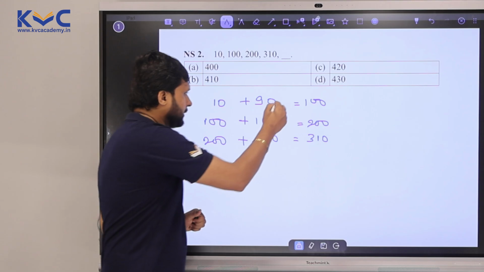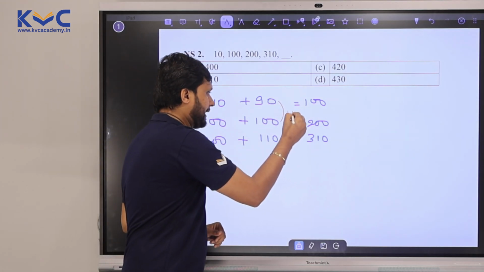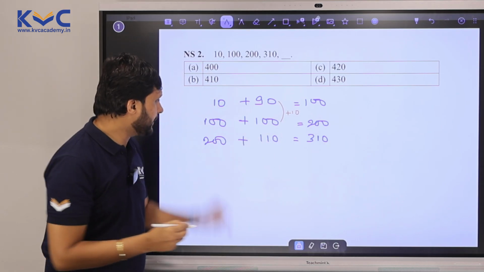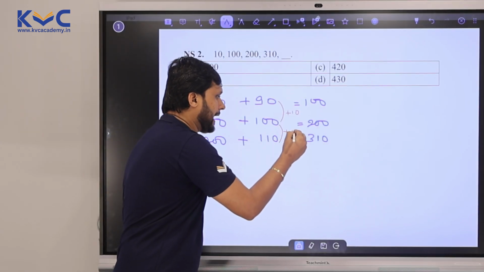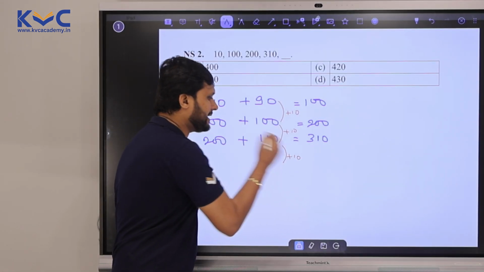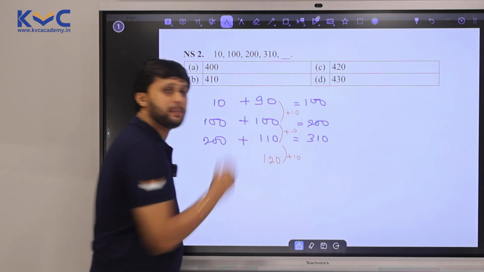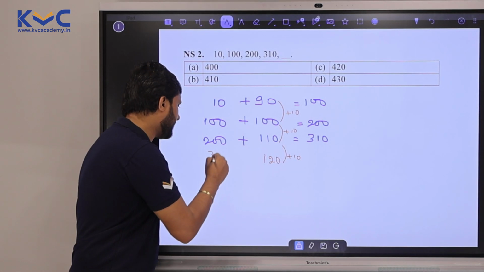So from 90 to 100 we add plus 10. From the second one to the third one, we add another 10. And from here also we should add another 10. So 110 plus 10 is 120. You add it to the previous one, that is 310.